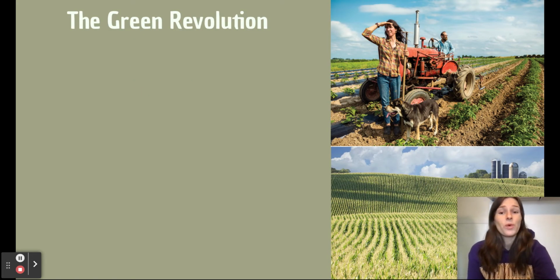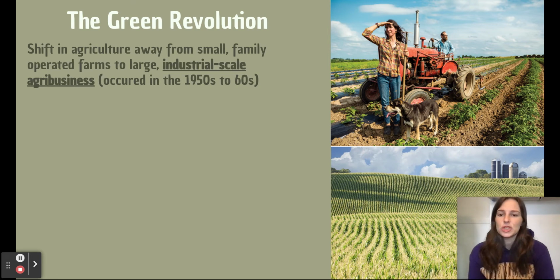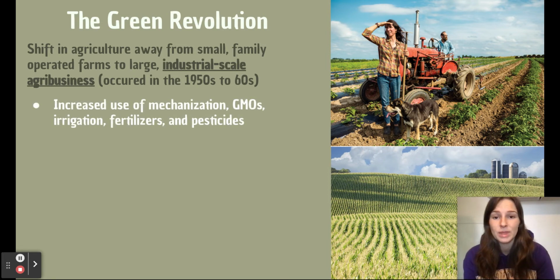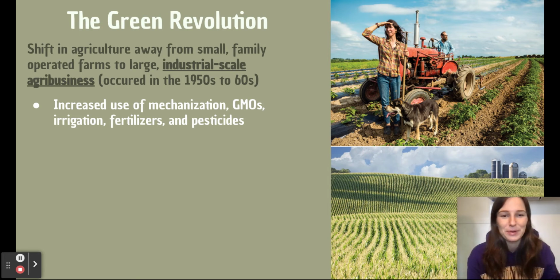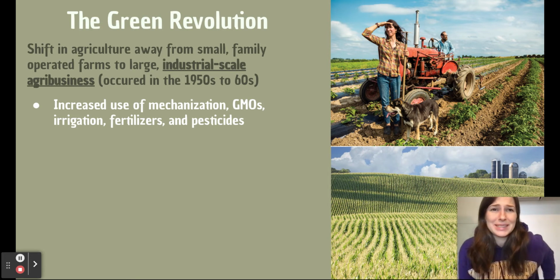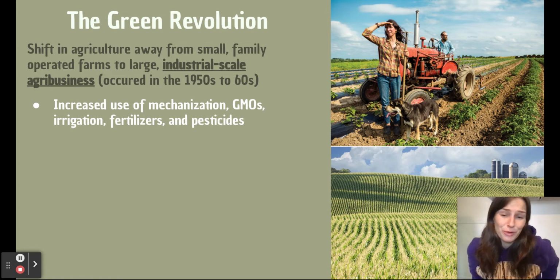All right, so let's first start off with what is the Green Revolution. This was a shift in agriculture away from small family-operated farms to large industrial-scale agribusiness, and this occurred in the 1950s to 1960s, and we're talking about in the United States here. Now, this was a movement that was greatly supported by the United States, and many wealthy families like the Rockefellers contributed a lot of money to it because the goal was to make it so that we could feed people more efficiently, leading to fewer people dying from famines and disease and starvation, which was kind of a thing before this time period.